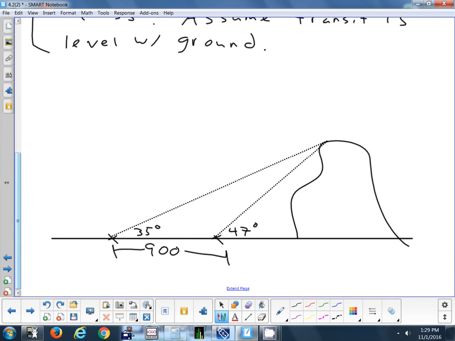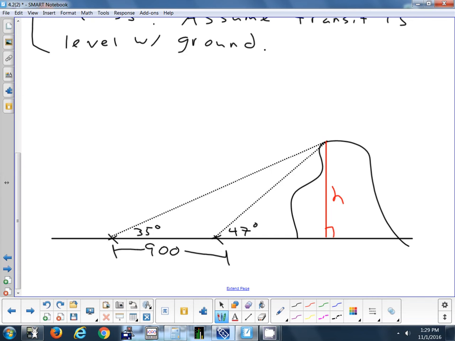So those two measurements, knowing how far apart his two sightings are and the two angles, that's all you need to find the height of the mountain. So this is the height of the mountain. And I'll just put that in red. That's what I really want to know.